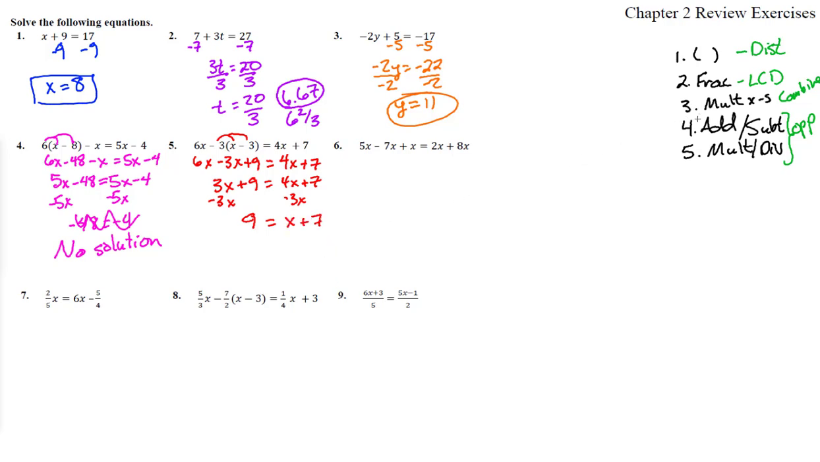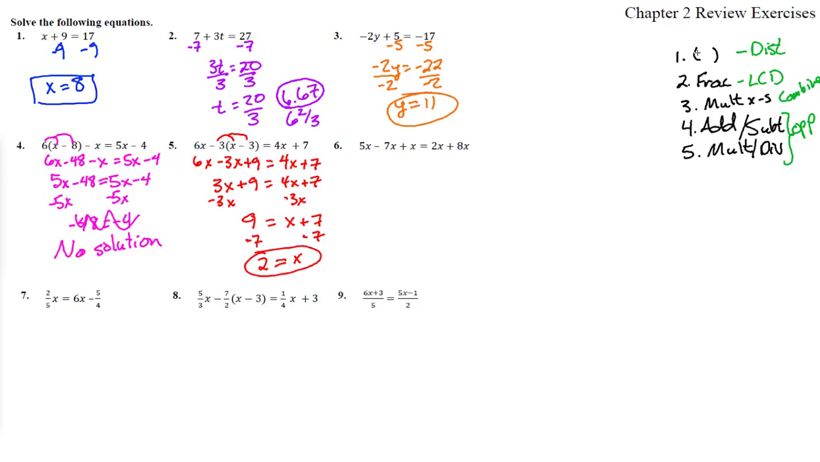Okay, all the x's are together. Step number 4, do we have any addition subtraction? Yep, there's that 7. Subtract 7, and x equals 2. Good. All right, number 6.